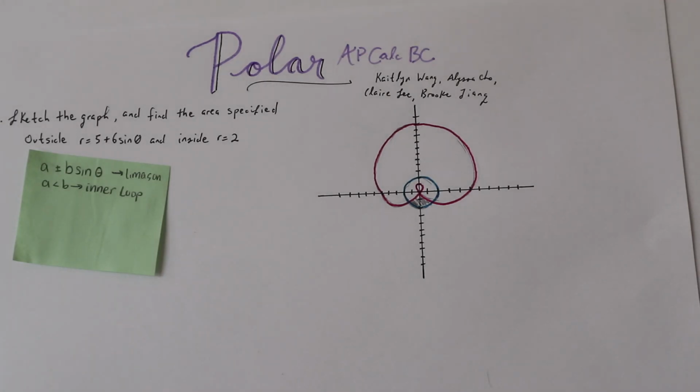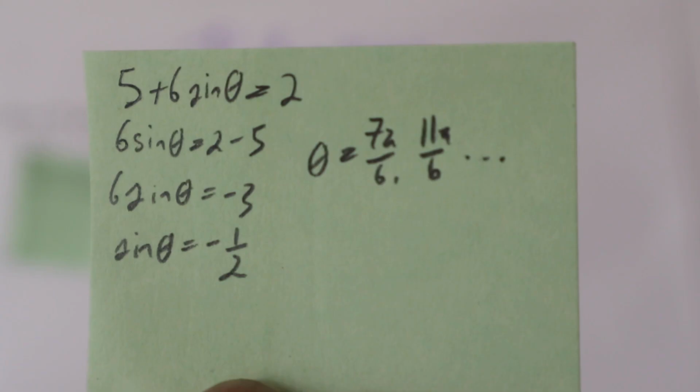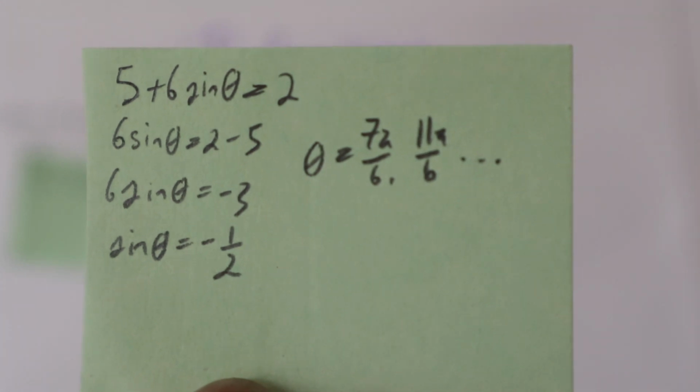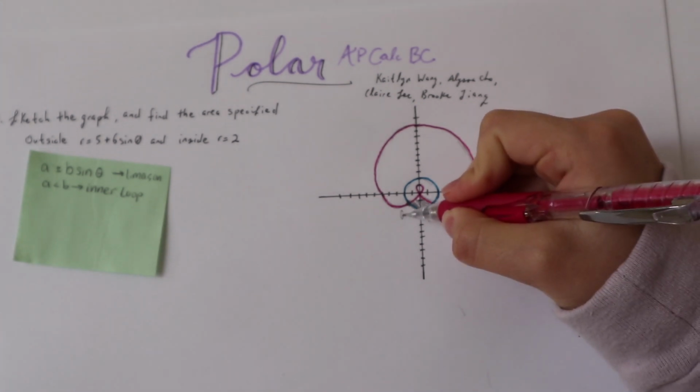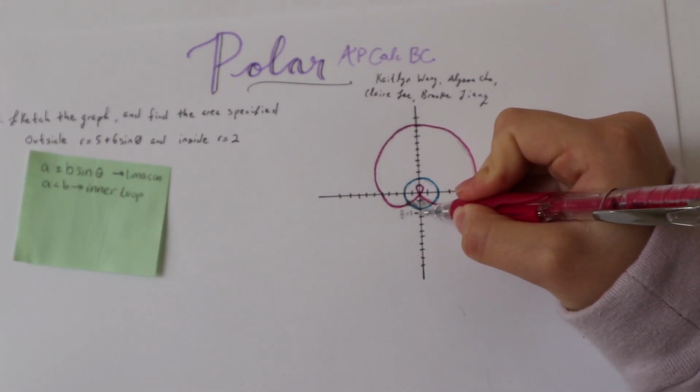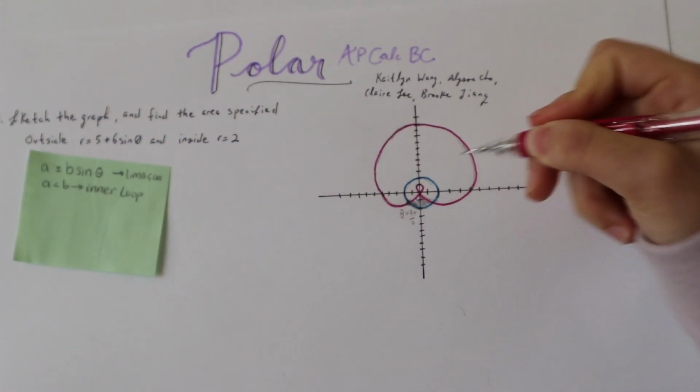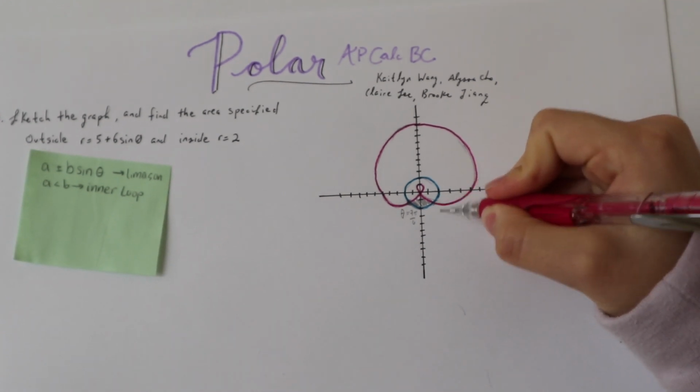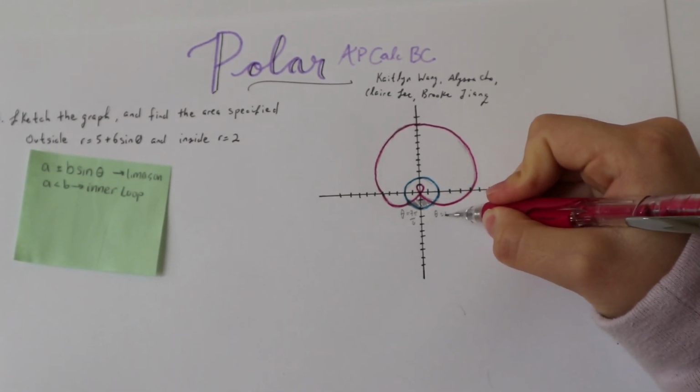In order to find the shaded area, we must find the points of intersection by setting the two equations equal to each other, because the shaded area is enclosed by these points. By setting the two equations equal to each other, we get that sine theta equals negative 1/2. So we know that theta equals 7 pi over 6, 11 pi over 6, etc. If you look at the graph, that point is 7 pi over 6 because it is the first point at which the two graphs intersect. And that is 11 pi over 6.